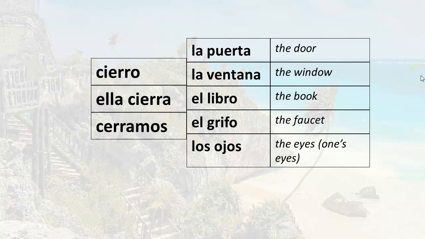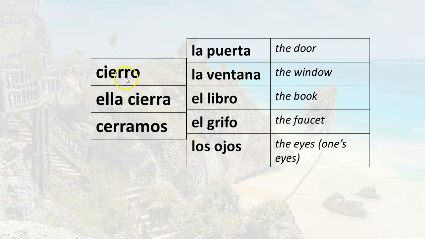I close the window, I do close the window, I am closing the window, cierro la ventana. I close the book, cierro el libro. I close the faucet, cierro el grifo. I close my eyes, cierro los ojos.